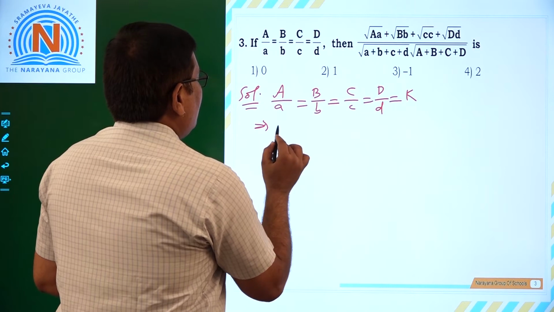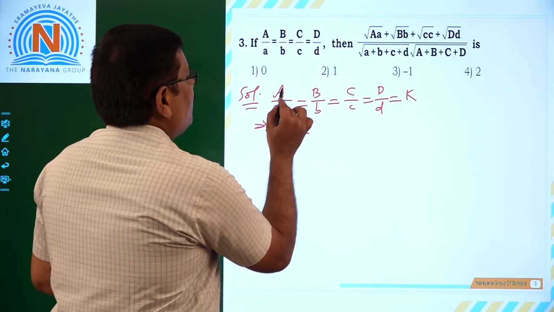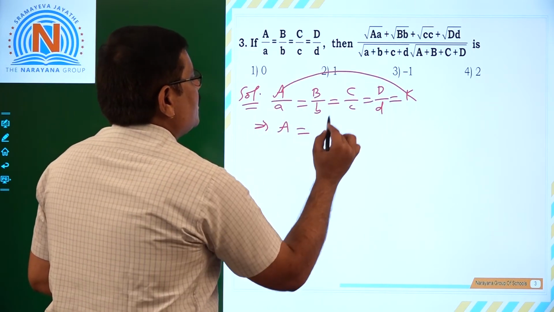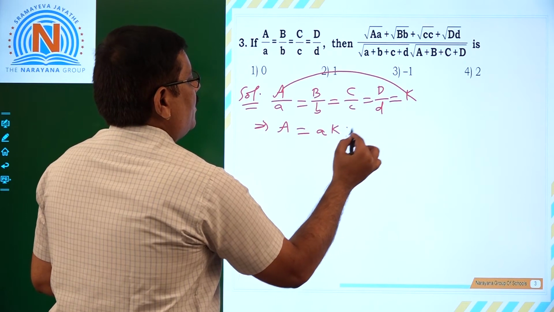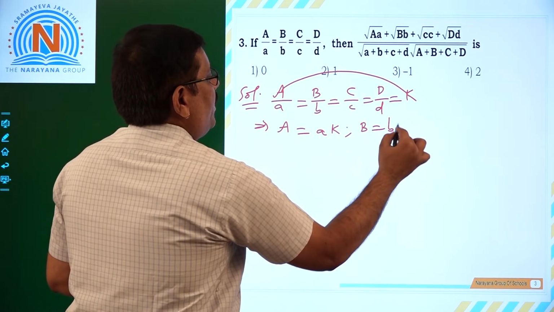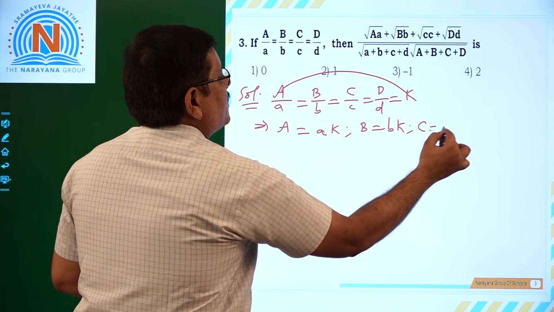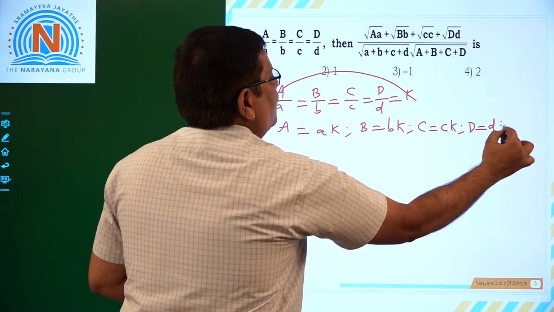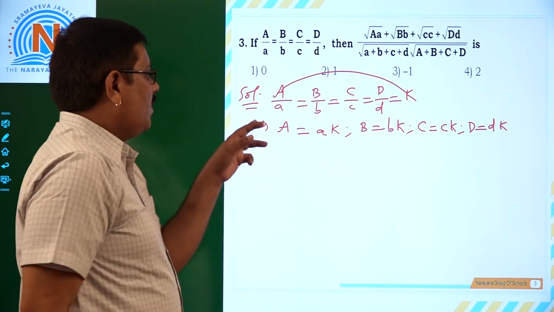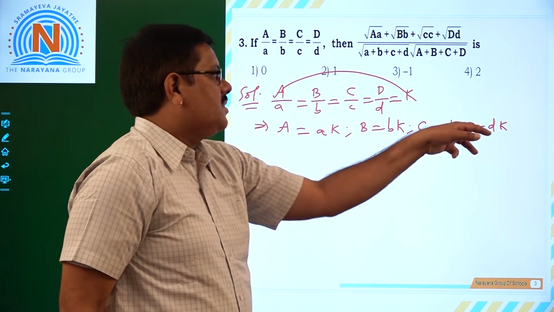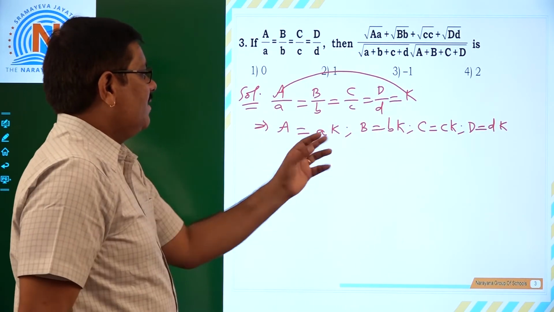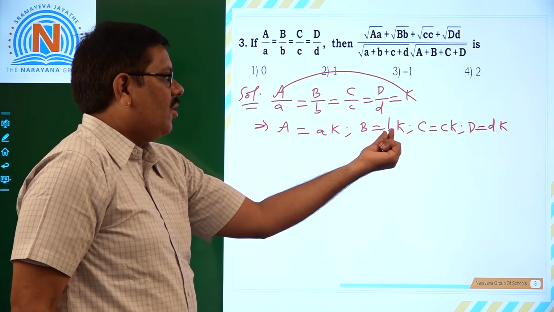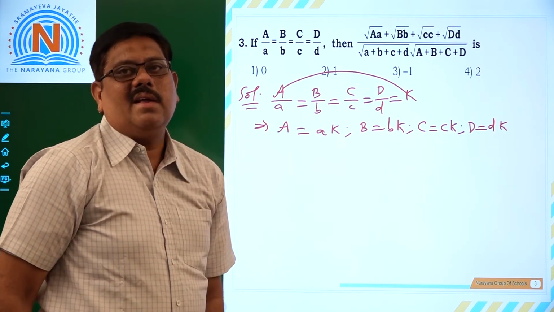In that case, if you equate these, capital A is small a times k, capital B is small b times k, capital C is small c times k, capital D is small d times k. This is what we got. So wherever you have capital A, B, C, D, you can replace them with small a k, b k, c k and d k.